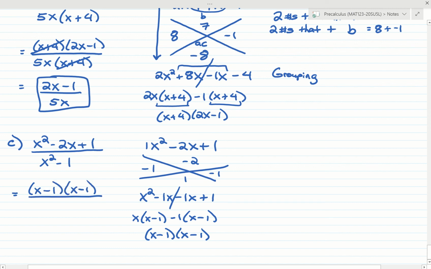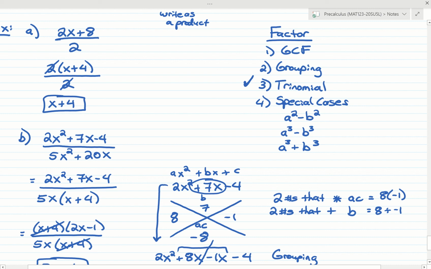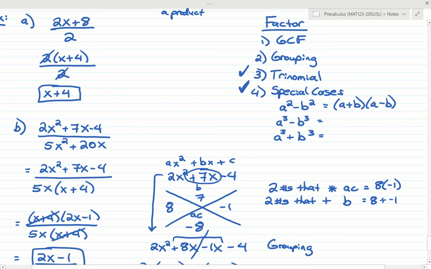And the denominator? Well, I'm looking at the denominator and I see a perfect square. That was our fourth technique for factoring. Now the formula for a special case, if you have squared terms, is a plus b times a minus b, where a is the first term that's being squared and b is the second term that's being squared. You should know your cubic formulas too. The formula for the difference is a minus b times a squared plus ab plus b squared. And then for the sum, it's a plus b times a squared minus ab plus b squared.